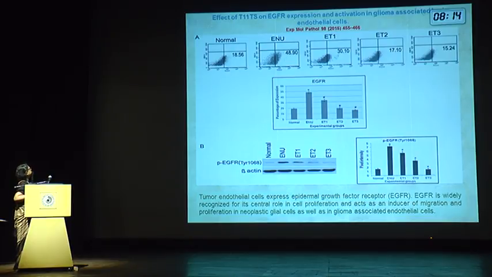Another very important receptor in this regard is EGFR. And EGFR is high in glial cells and also on glial associated endothelial cells, as you see here. And this helps in proliferation and progression of metastasis. But these are again hindered by the action of this.